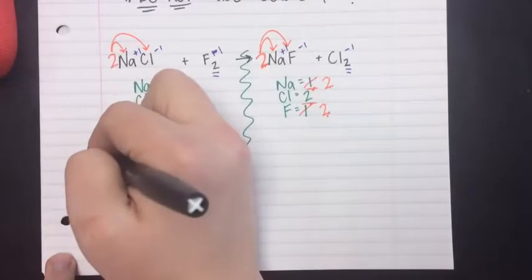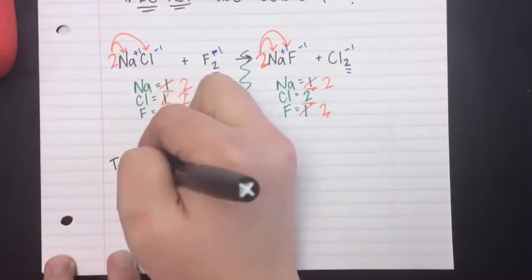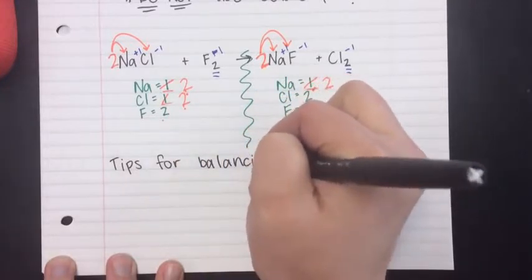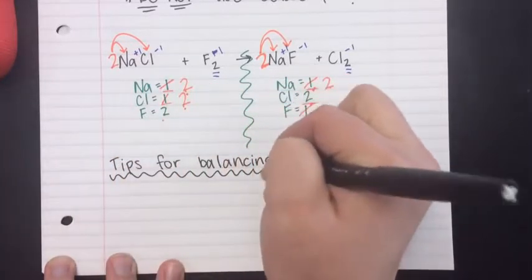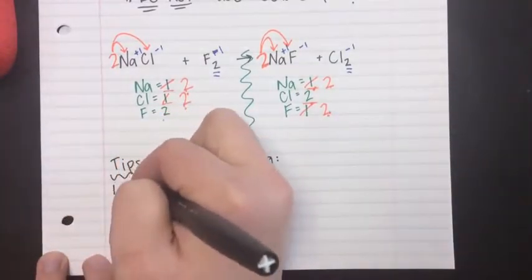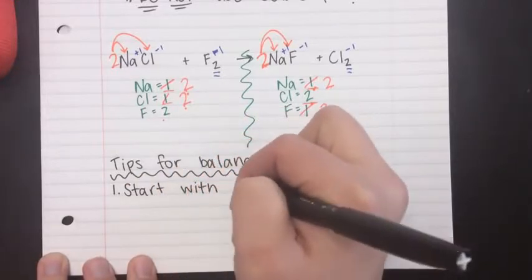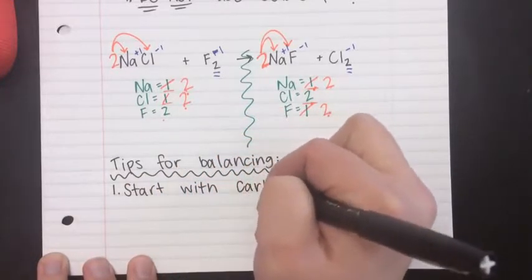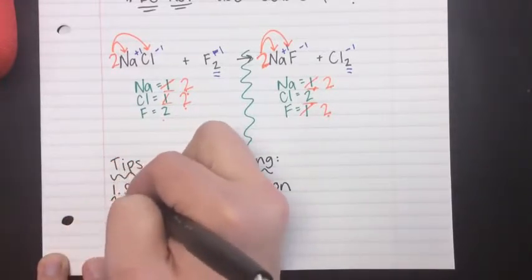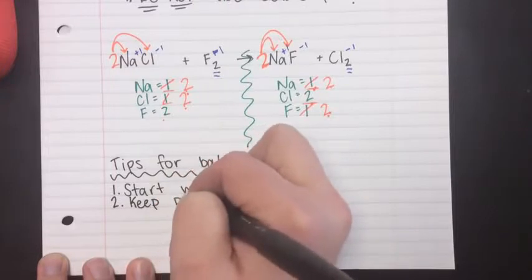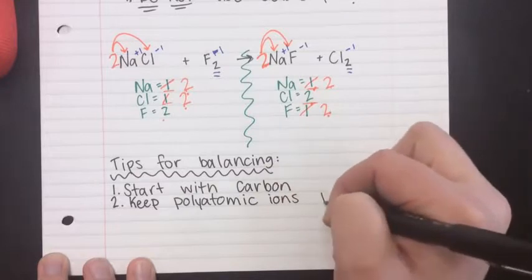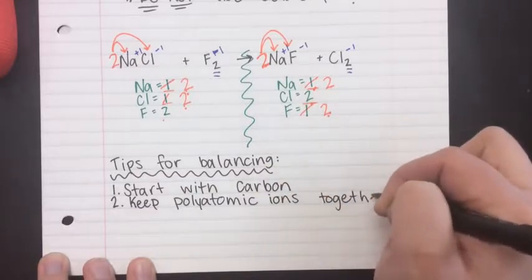The last thing to do before we practice more balancing is to take down some tips that will help us make balancing easier. Number 1, always start with carbon if it is in the reaction. Number 2, keep polyatomic ions together when you are able. This means that when you count and identify your atoms, a polyatomic counts as 1 element.